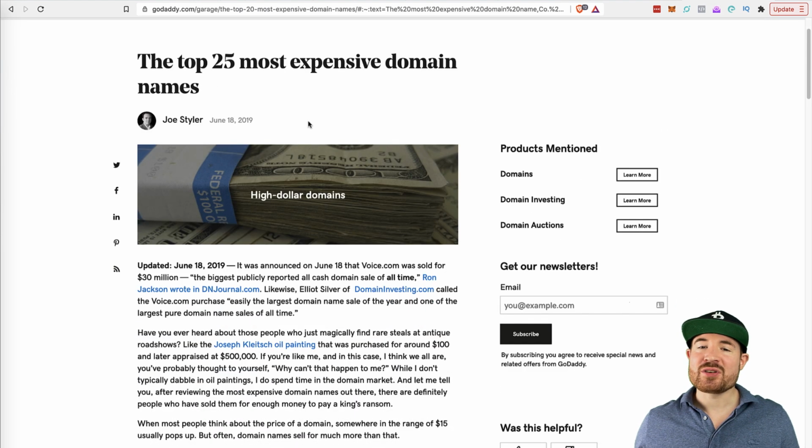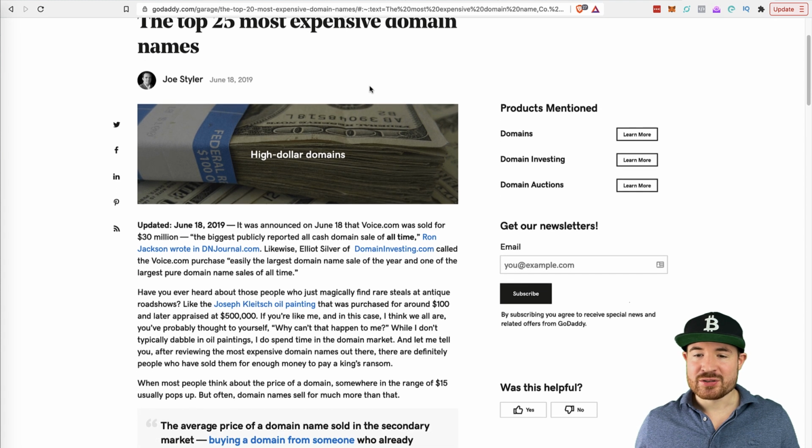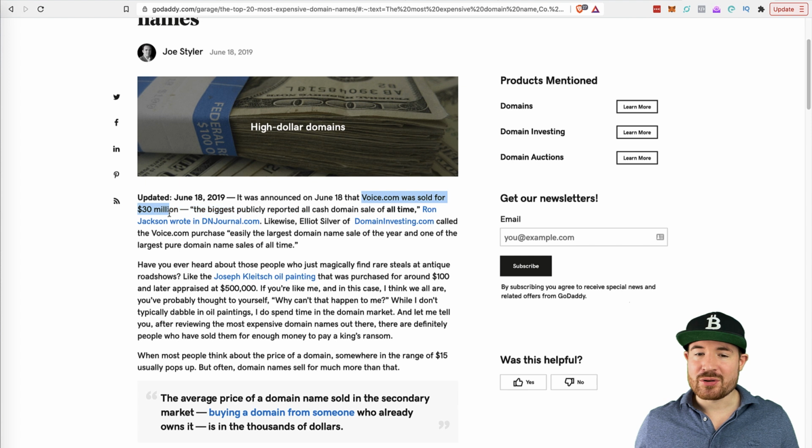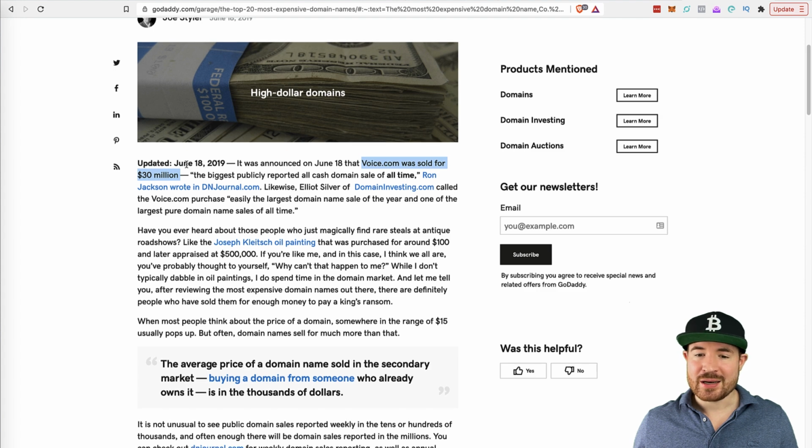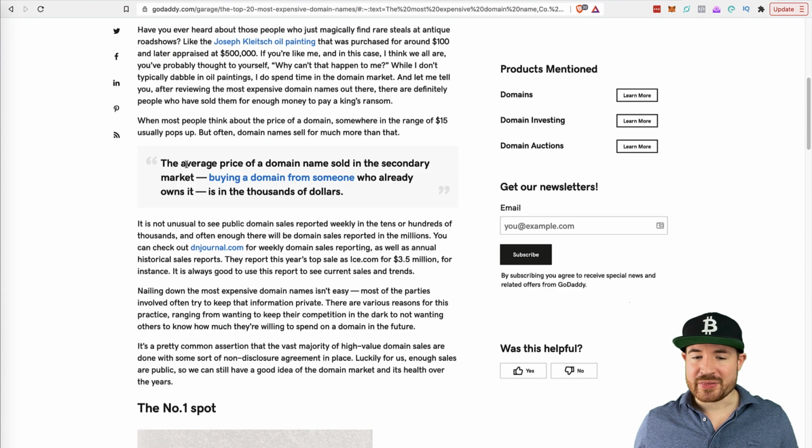So check this out, the top 25 most expensive domain names that were ever sold. Voice.com was sold for $30 million. And I believe that was sold to EOS, actually, to Block.one. The guys from there, they bought that, I think.